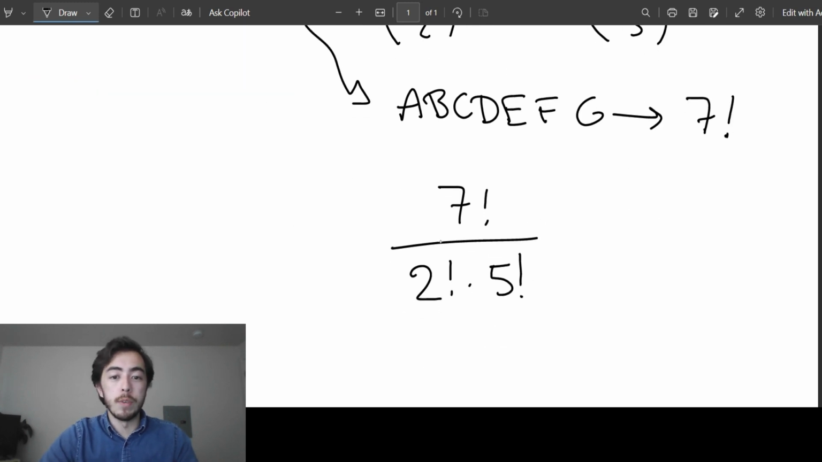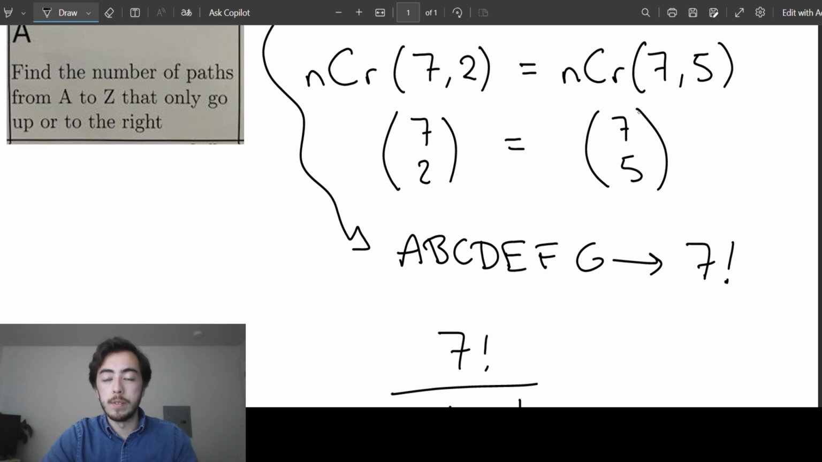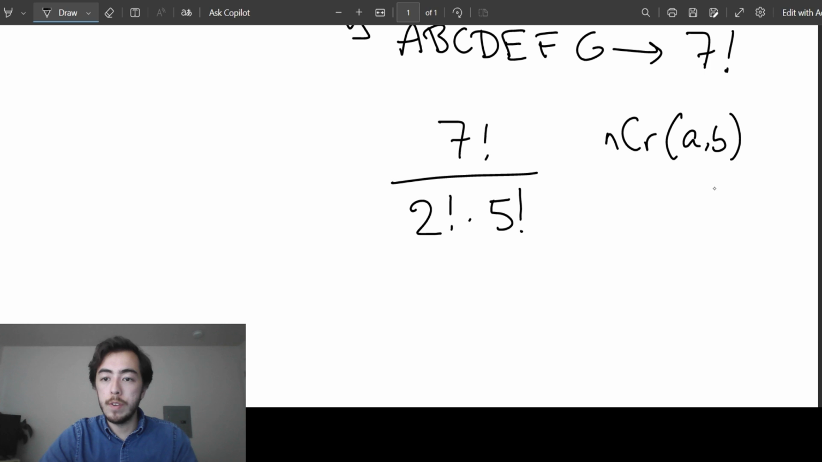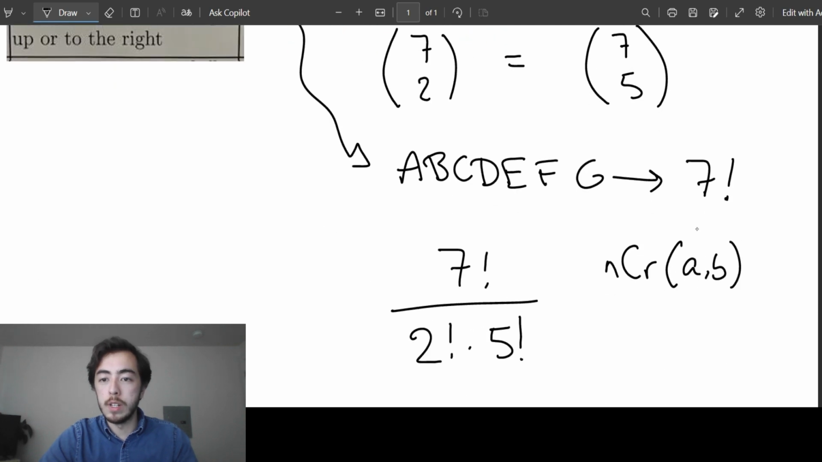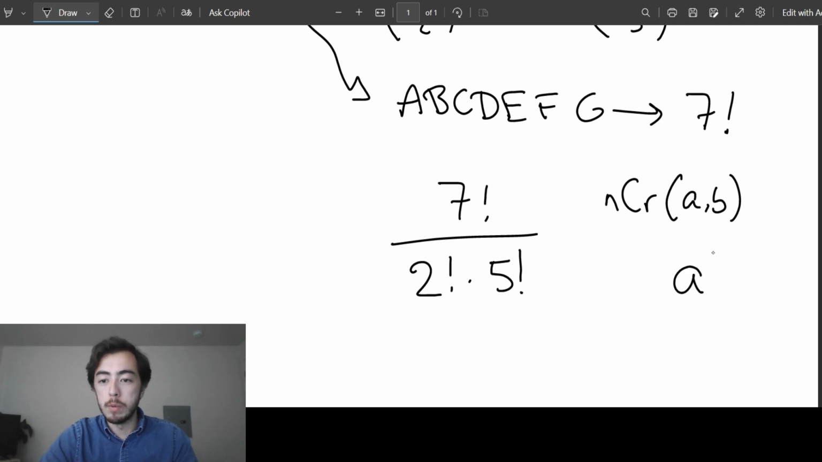And so here's our formula. If you wanted to do the choose function for any old number, let's say maybe nCr of A comma B, first we're going to put the factorial of this first number. Here it was a 7. There's a 7 up top. So we would take the factorial of the first number.